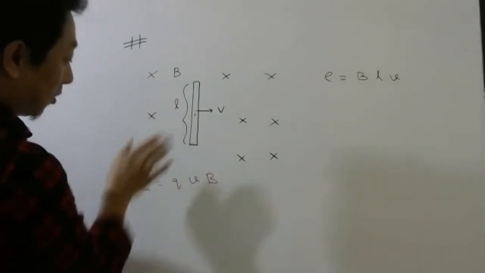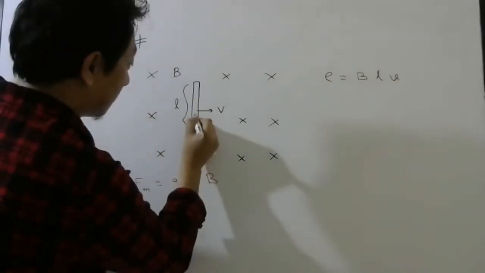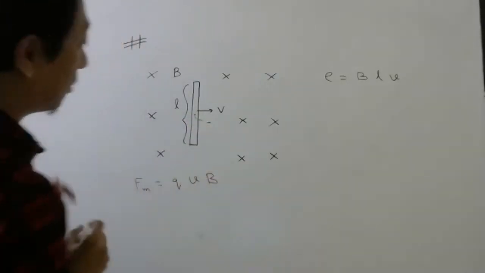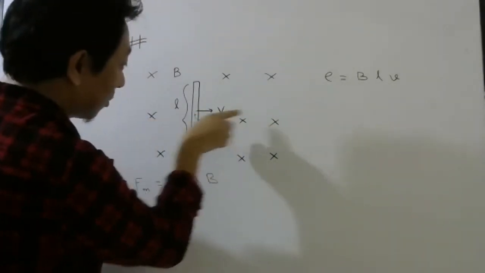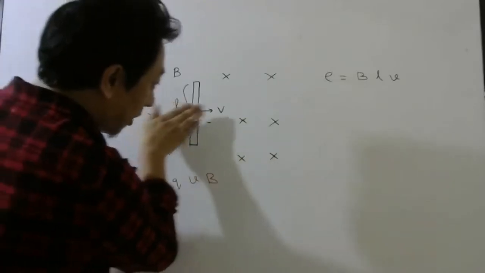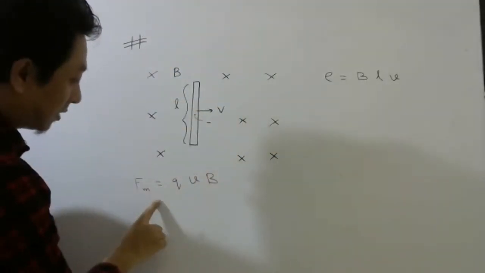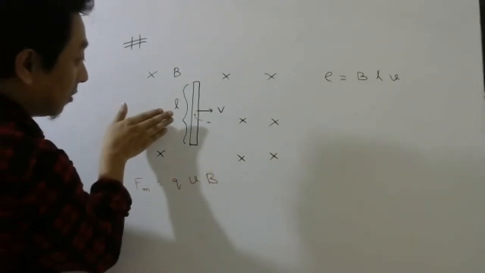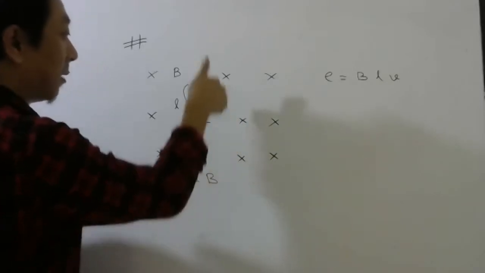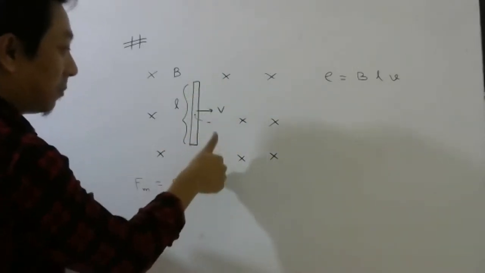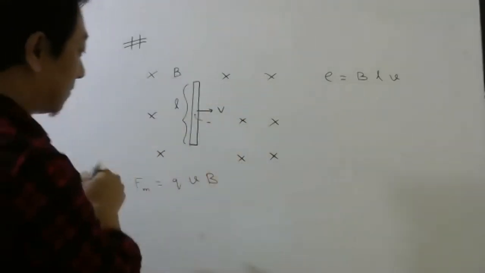Because of this force, where will be the force? Electron is negatively charged, remember. So when the electron is moving this way because of this velocity, it is going that side. Because of the magnetic field, it will experience this force. Direction will be V cross B. B is inside, so V cross B will be up. But electrons are negative, so force will be down.